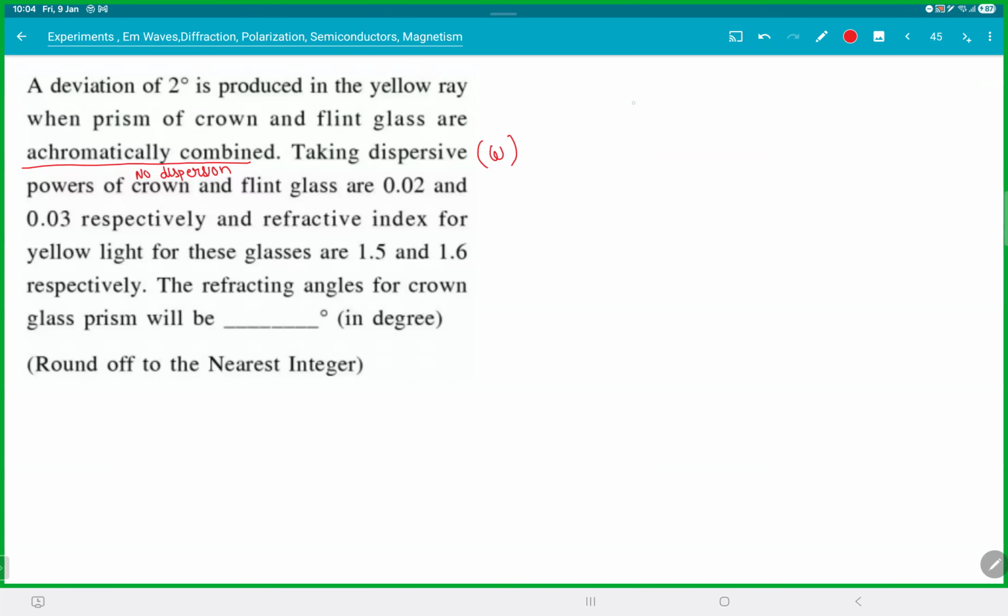Again, just to give you the formulas again. The formula for deviation was A into mu minus 1. So a deviation of 2 degrees is produced. So A into mu minus 1 plus A dash into mu dash minus 1. This was 2 degrees. That's your first information. Dispersive powers are given. What is dispersive power? A into... Second thing, achromatically combined. Achromatic combination meaning this is delta plus delta dash. That's your deviation.